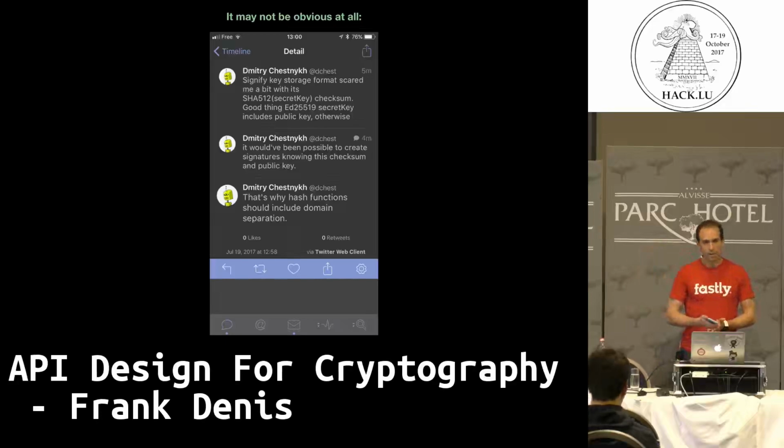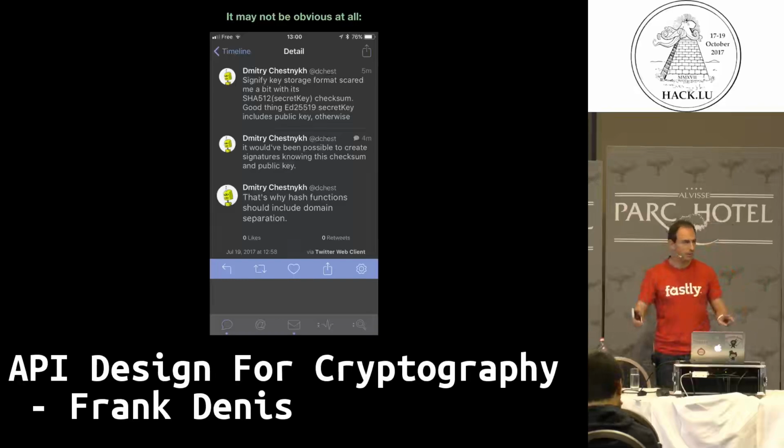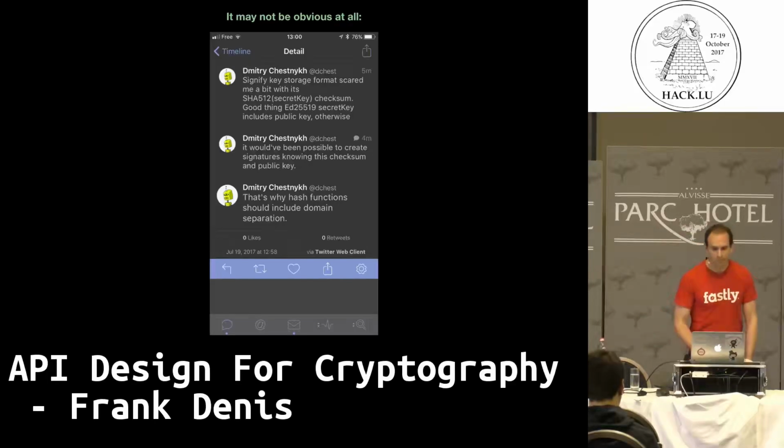But the thing is, the signing algorithm doesn't use the key directly. It uses the hash of the key using the same algorithm. So even if it's not obvious, you're actually using the same key for two different things. And by accident, this is okay here, but it could be a terrible disaster.